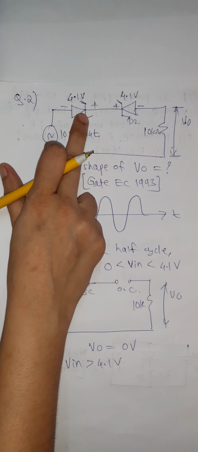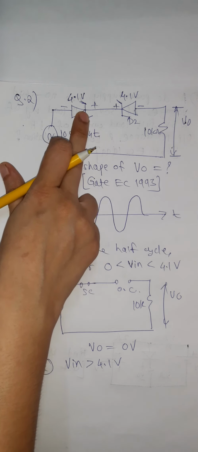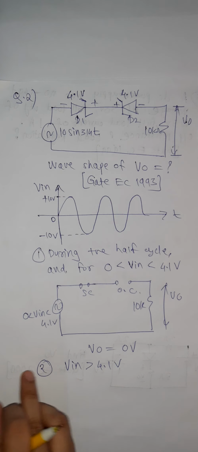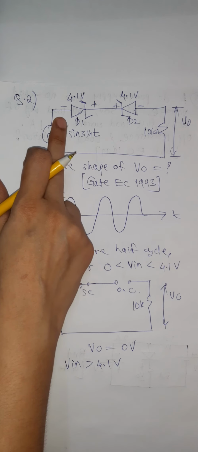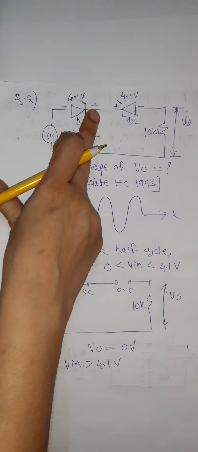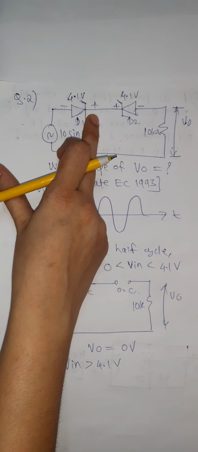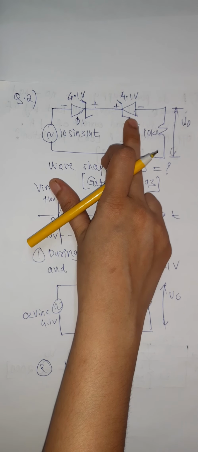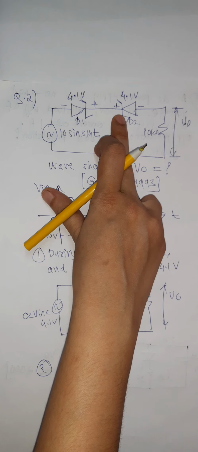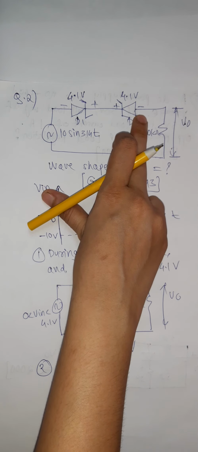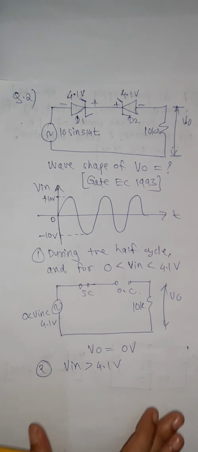So this diode will act as short circuited, because the Zener diode always acts in the reverse breakdown region. For V in greater than 4.1 volt, our cathode has a voltage greater than the anode voltage, so this will get short circuited, and this will act as a normal voltage source of 4.1 volt, because the positive terminal has a voltage greater than 4.1 volt and the negative has 4.1 volt.